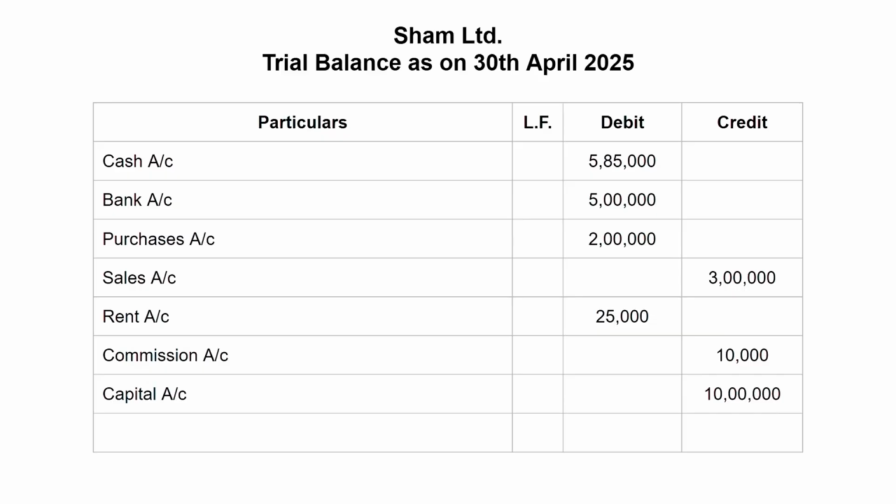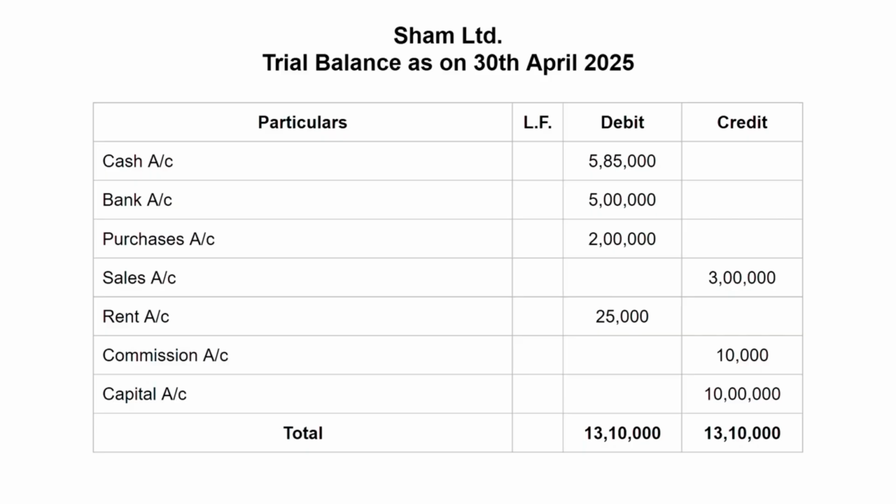5,85,000, 5 lakh, 2 lakh, 25,000 is equal to 13 lakh 10,000 on both the sides. If totals match, our books are balanced. If not, there may be an error in ledger posting or balancing. Remember, trial balance doesn't guarantee books are error-free, but it's a vital checkpoint. It's always prepared before the final accounts.